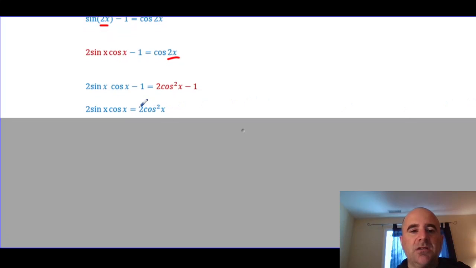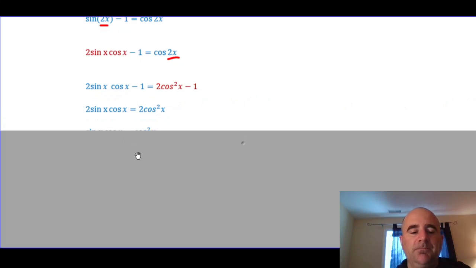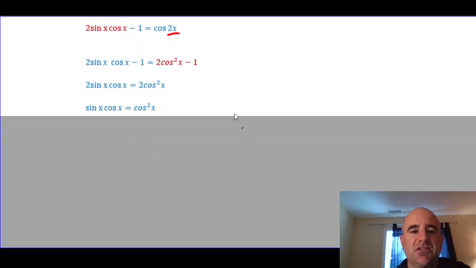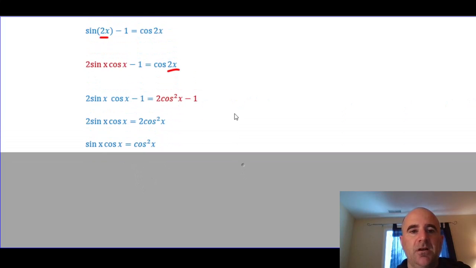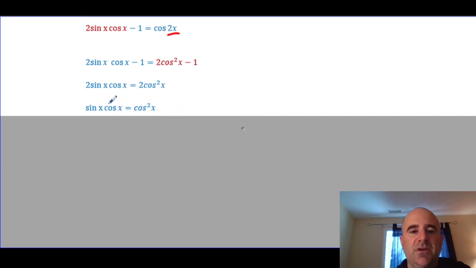Now, I can divide both sides by 2 as well. And I get sine x cos x equals cos squared x. Now, be careful here. A common mistake students want to make is they want to divide out the cosines. Unfortunately, you can't do that when you're solving for x, because one solution here is actually cosine of x equals 0. If cosine of x is equal to 0, this is 0 and this is 0, and the equation is solved. So you're actually dividing by 0 when you do that. I can give you another example of when that's not okay.